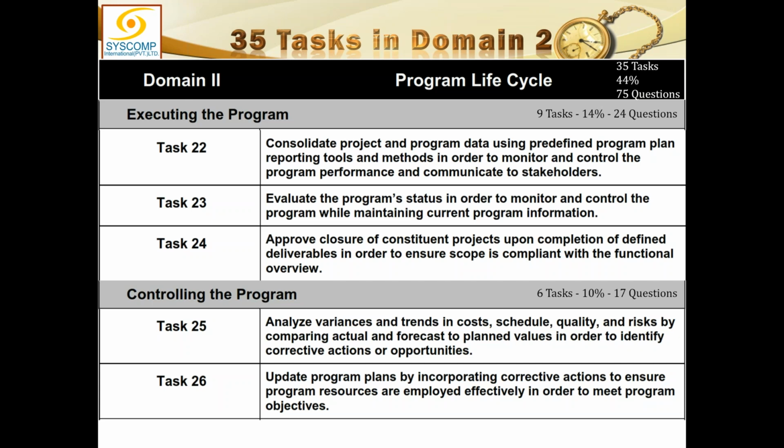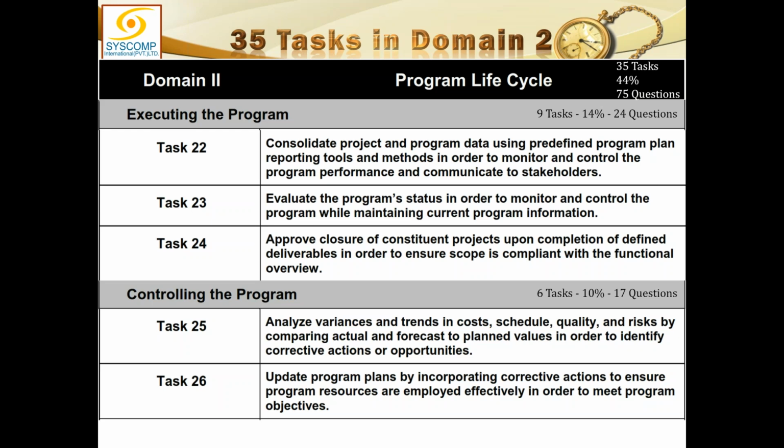As far as controlling of the program is concerned, we have 6 tasks here, almost 10% of the total number of questions. 17 questions we'll be having from this controlling alone. Task number 25 is analyze the variance and trends in cost, schedule, quality, risk by comparing actual and forecast to planned values in order to identify corrective actions or opportunities. Probably there is nothing new.